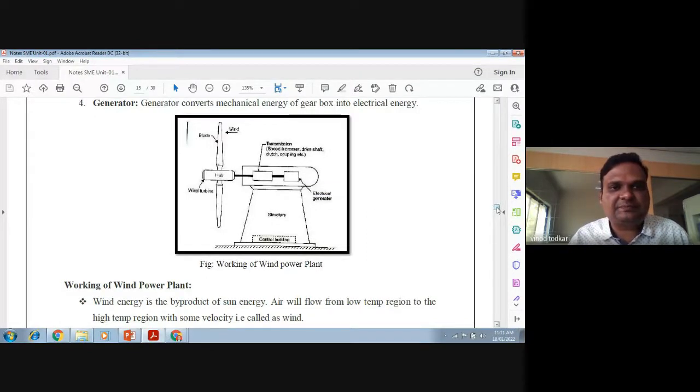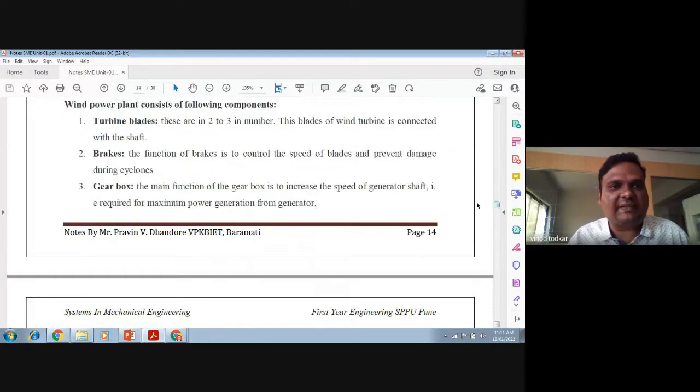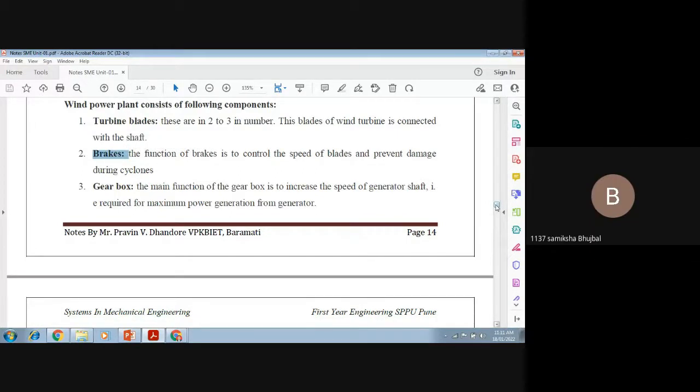Now see, which components have we seen? We have seen turbine blades, right? What is the function of turbine blades? They are mounted on the hub, and they convert kinetic energy of wind into mechanical energy. Then there are brakes. Tell me, what is the function of brakes? To control the speed of blades.